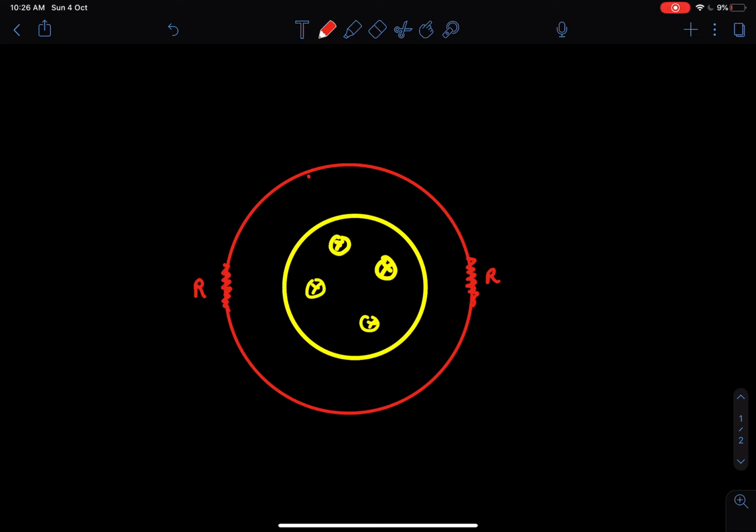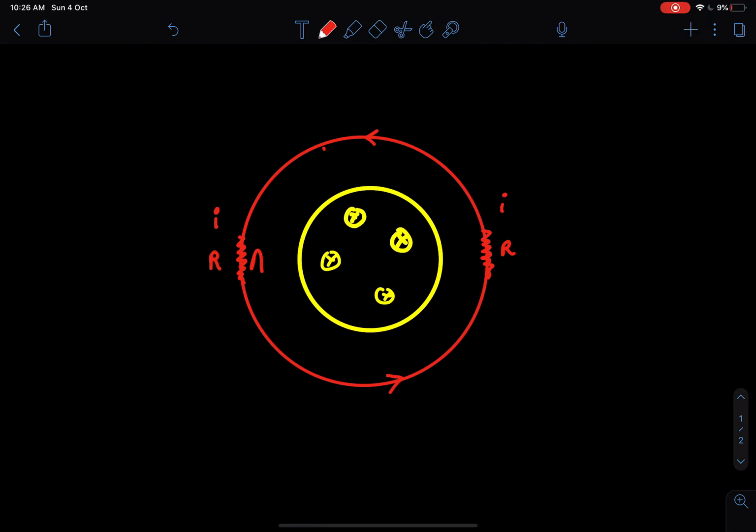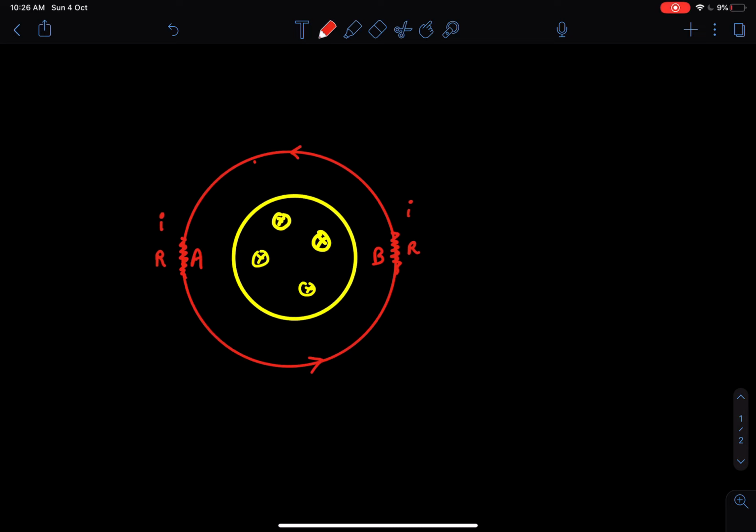So because of the increase in magnetic field, there is a flux change in this red conducting loop, and so current will be developed. Now obviously the current direction can be determined by Lenz's law. So if the magnetic field is increasing and it is into the plane, the current will be anti-clockwise, and the same current will be flowing through both the bulbs. So this bulb is A bulb, this bulb is B bulb. Since the same current will be flowing through both, the bulbs will be equally bright before keeping the shorting wire.